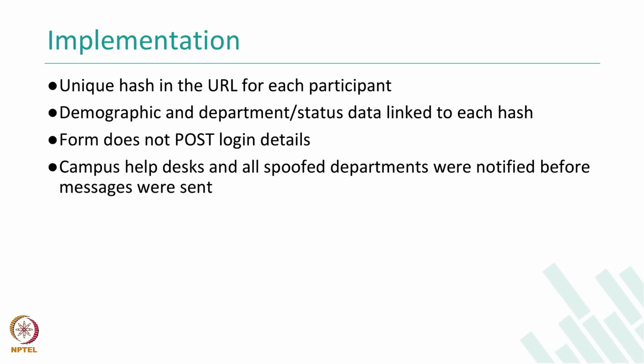A unique hash in the URL for each participant has to be kept, because the problem is, if I have a user who gets my phishing email, I want to track the user until they have clicked on the link and given the information, so that I can keep track of who this participant is. Interestingly, we also got the demographics and department status data for each of the participants. So we could keep this hash and track the user: which user is following, which user is giving away the information, which user is not even clicking on the link.